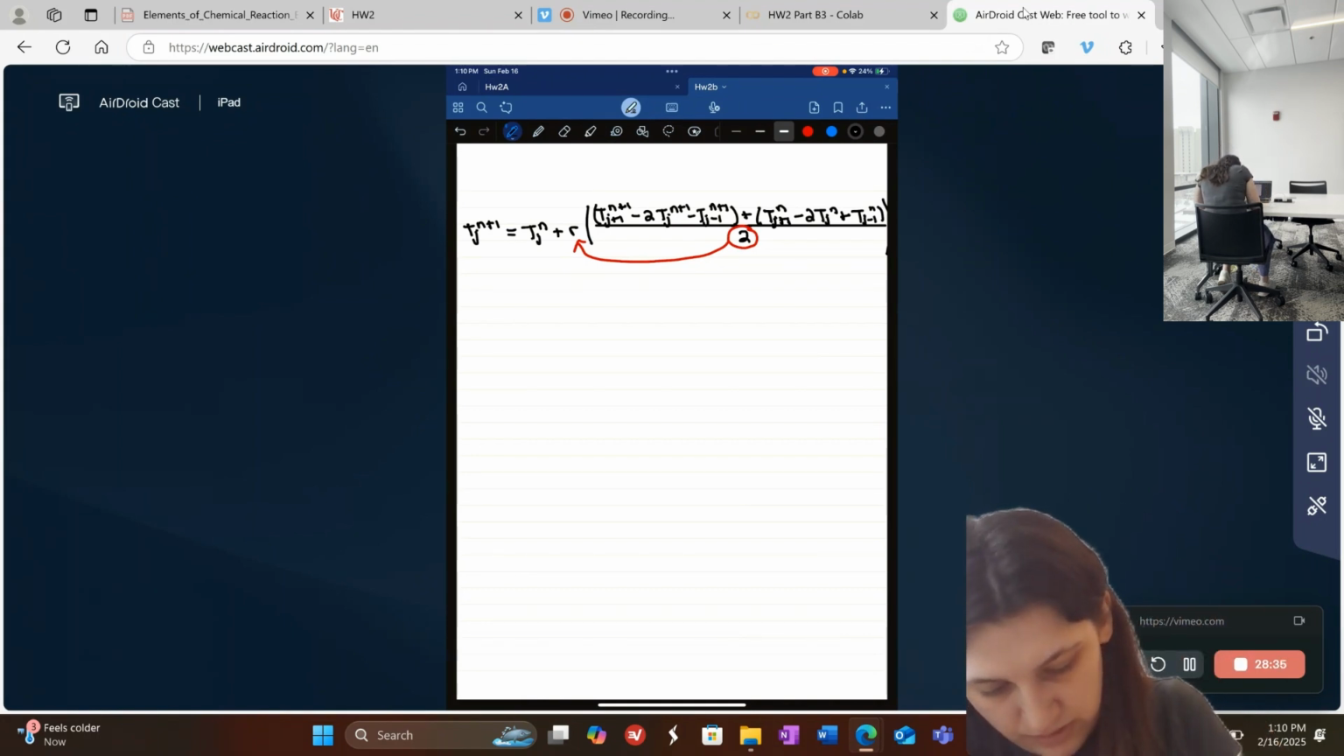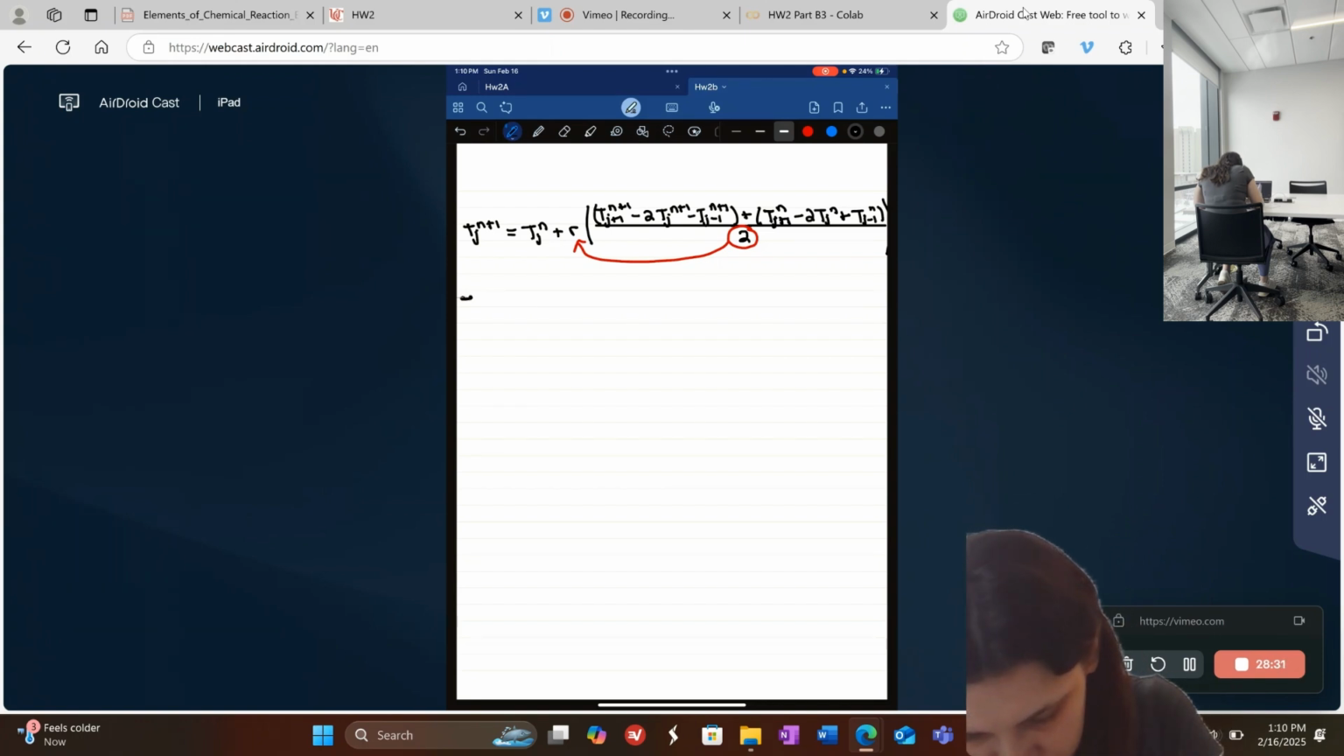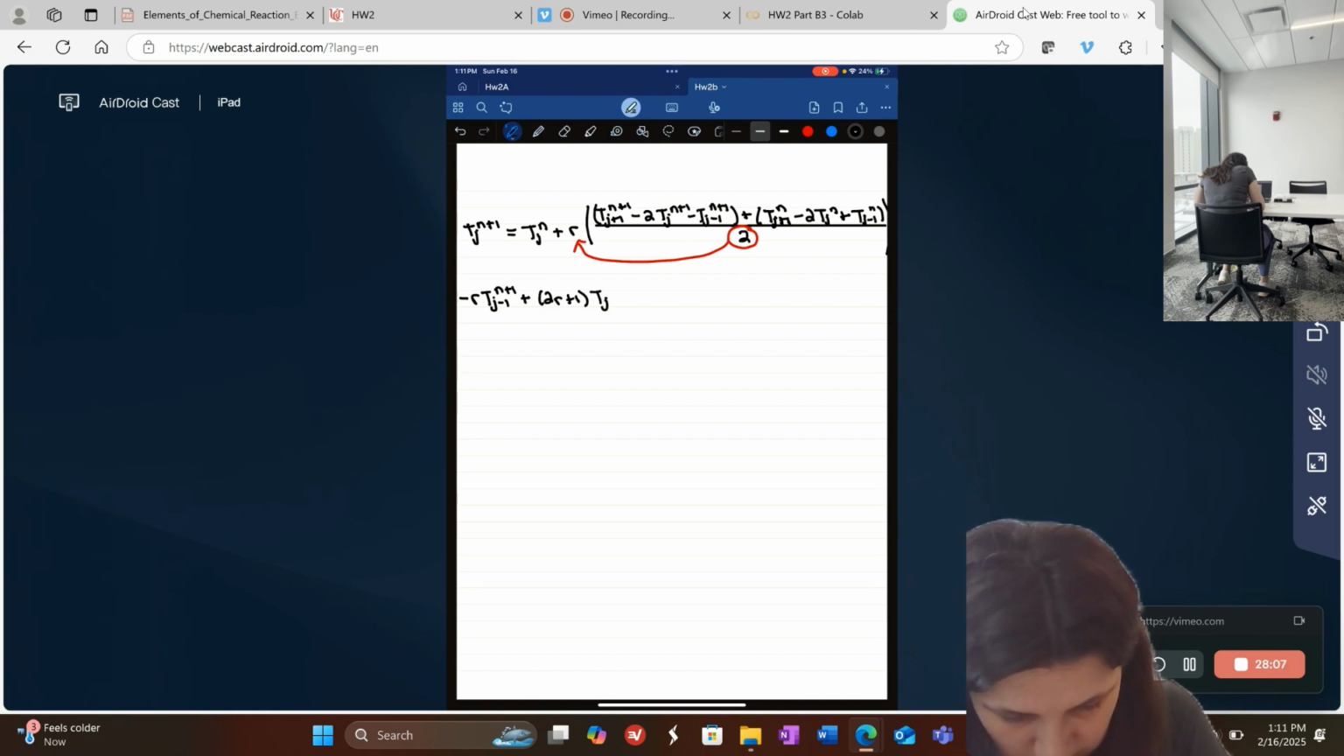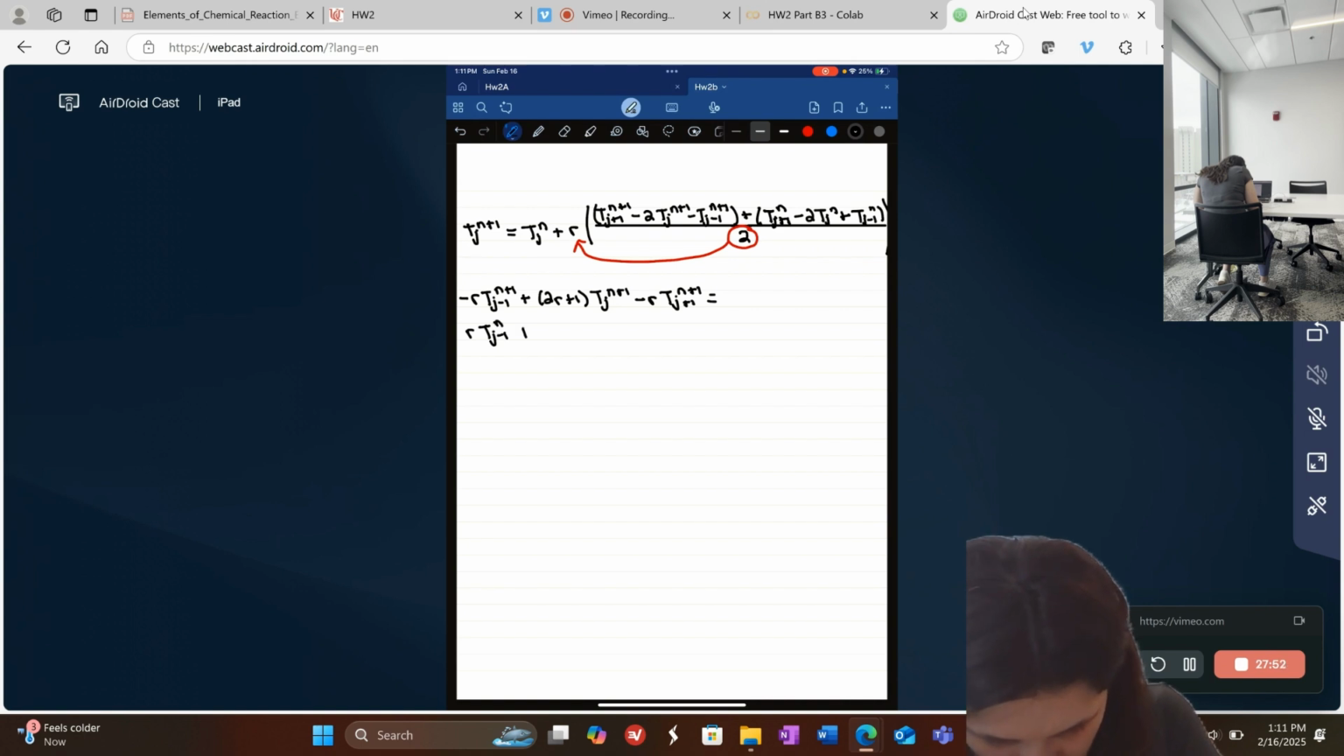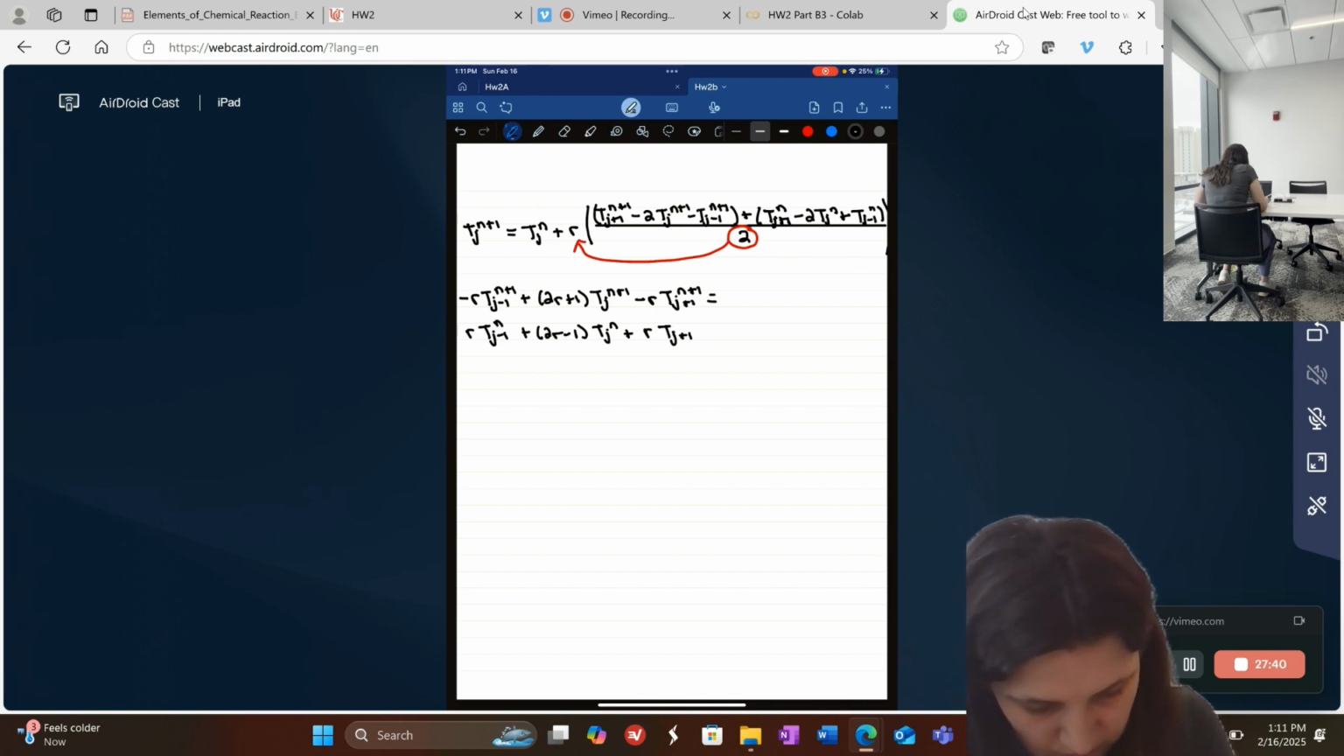So what we end up with is negative r T_(j-1)^(n+1) plus (2r plus 1) T_j^(n+1) minus r T_(j+1)^(n+1) is equal to r T_(j-1)^n plus (2r minus 1) T_j^n plus r T_(j+1)^n.